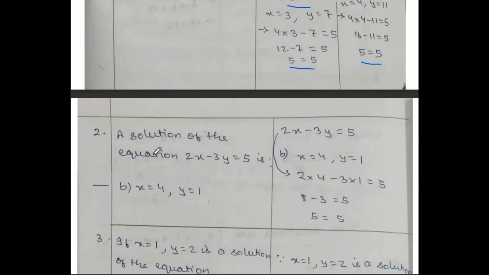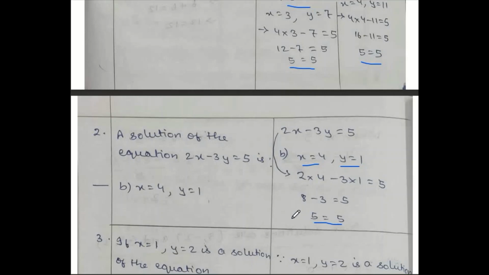Second MCQ. A solution of this equation 2x minus 3y equals 5 is... Four options are there. After guessing, I have tested the second one, where x equal to 4, y equal to 1 is available. Put in this equation, x is 4, y is 1. 2 fours are 8, 8 minus 3 is 5. Left, right both are matching.